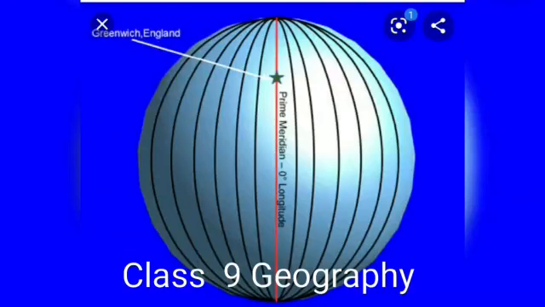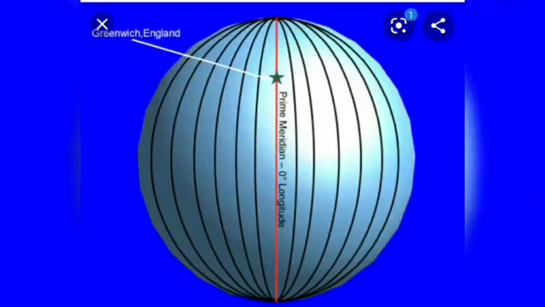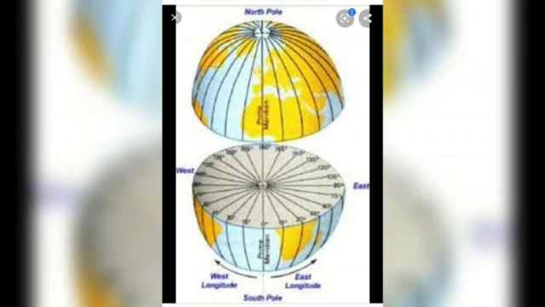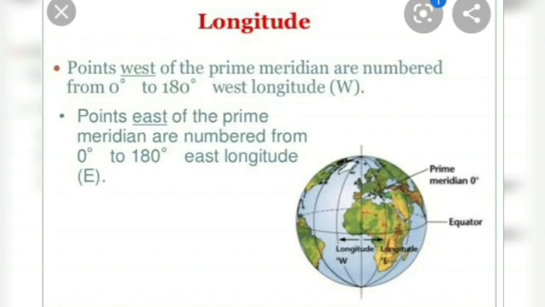We will now go through the concept of longitudes. The longitude of a place is the angular distance of that place east or west of the prime meridian. The lines of longitude are drawn from north to south and cross the equator. These lines are called the meridians, which means midday, as all the places on the same meridian have their noon at the same time.